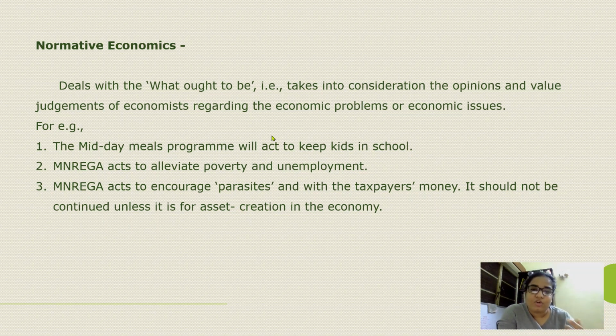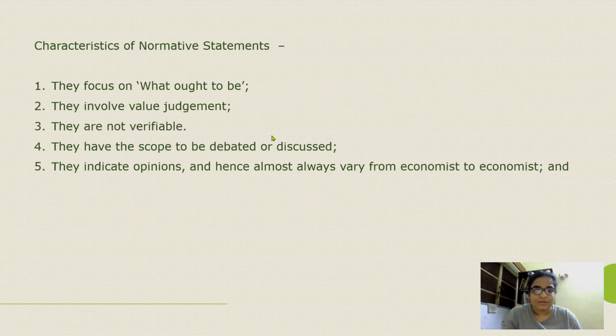So, normative economics is what we can say deals with the what ought to be. My moral addition is there, my value judgment is there. The statements on your screen, the examples, if you read them, they're opinionated. There's a point of view there. It's not just facts, fact and figure. It's also an opinion and what the writer of the statement feels it should be, how it ought to be, right?